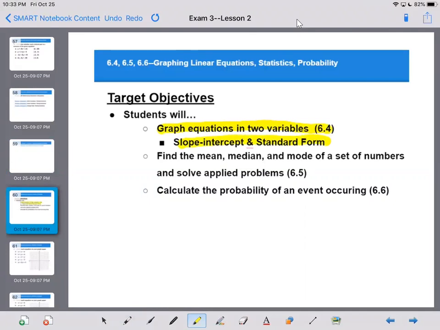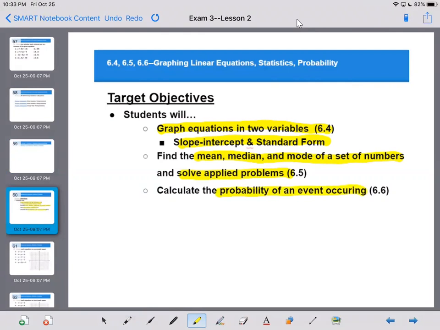Definitely hitting on the foundational pieces of that. You'll also see that again in your next course in much more detail. And then we're going to look at finding the mean, median, and mode of a set of numbers, and then different application problems that involve that. And then we're going to look at different probabilities of events.